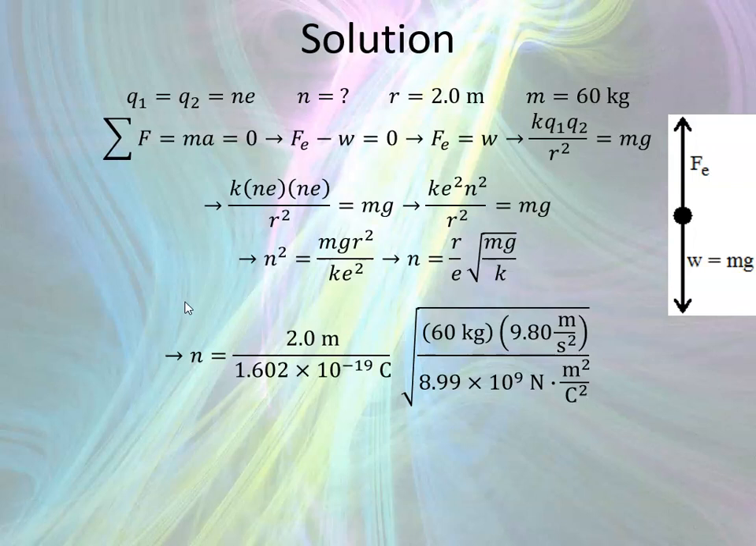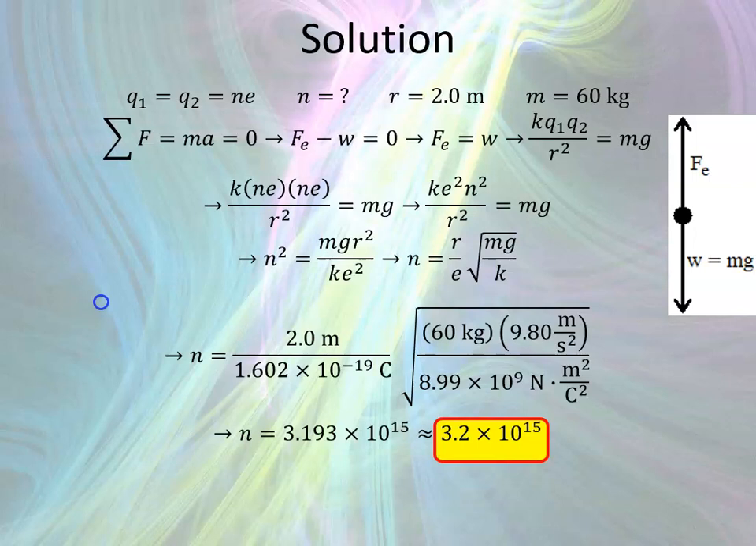So after doing that and shoving all of these things into a calculator, we find that apparently 3.2 times 10 to the 15 electrons have been transferred in this process. That is 3.2 quadrillion electrons.